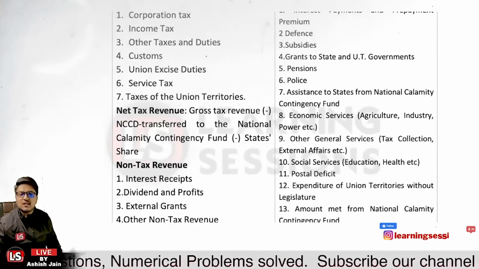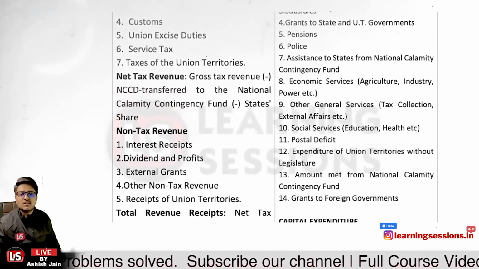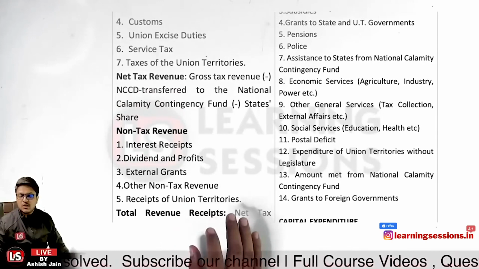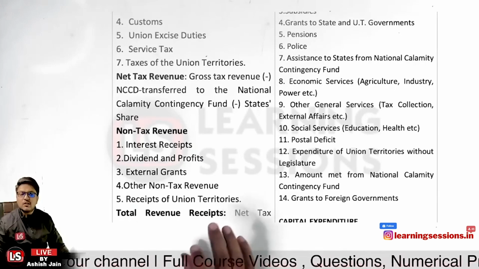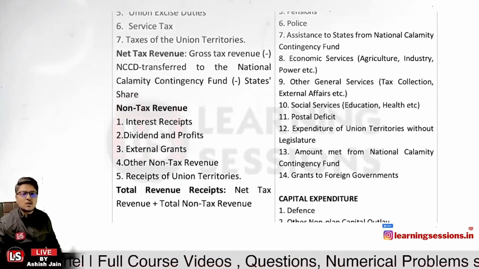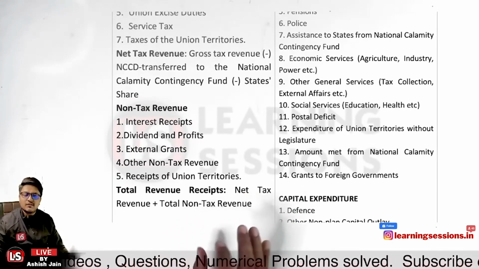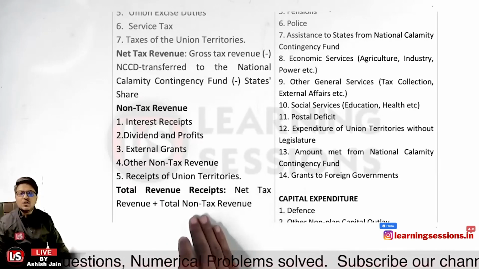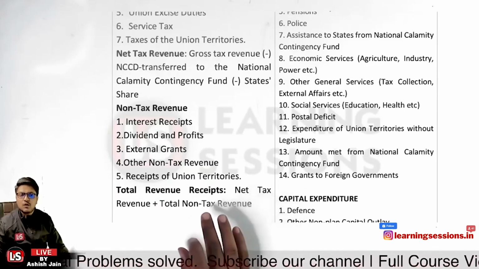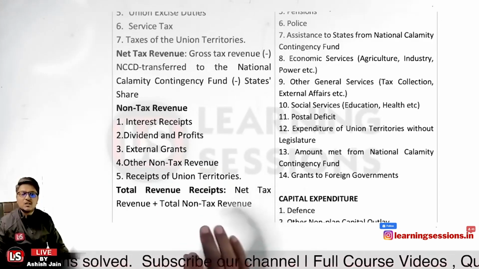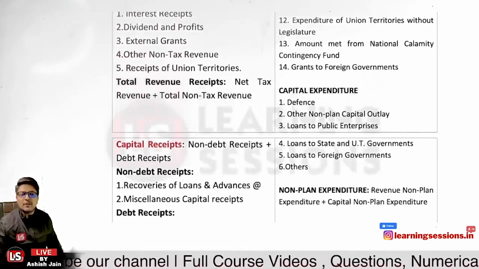It may also be the case that external grants have been given, or other non-tax revenue must be there, or receipts of union territories. That is also covered under the non-tax revenue. So the total revenue receipt is equal to net tax revenue plus the total non-tax revenue. That is basically your total revenue receipt, the sum total of net tax revenue and the total non-tax revenue. Okay, so that is your total revenue receipt. And further it is related to the capital receipts.